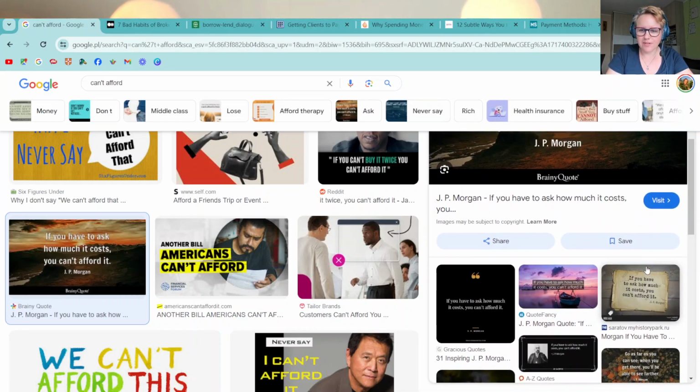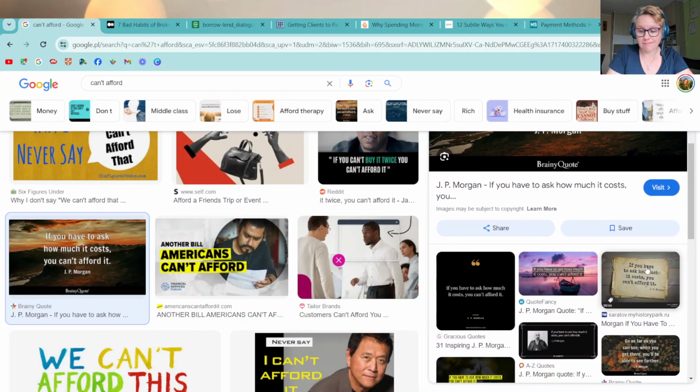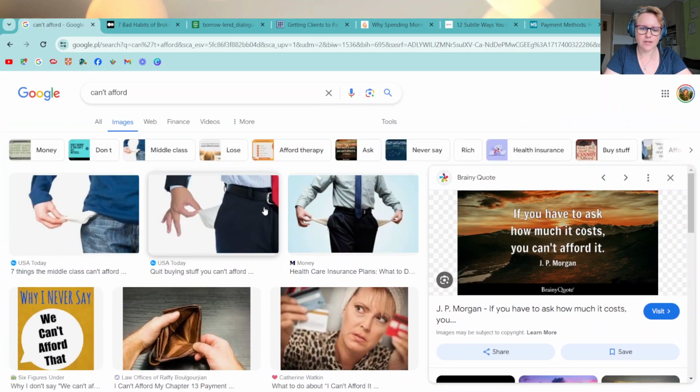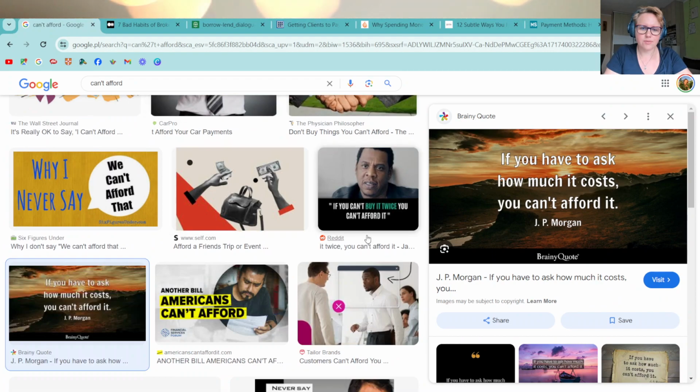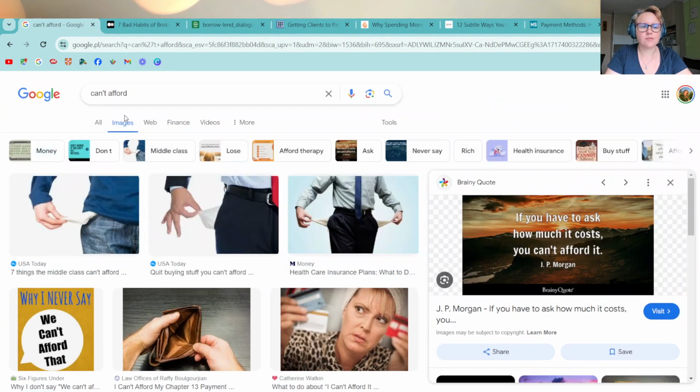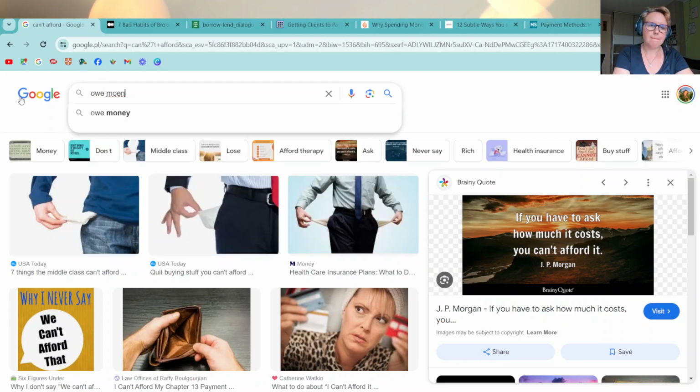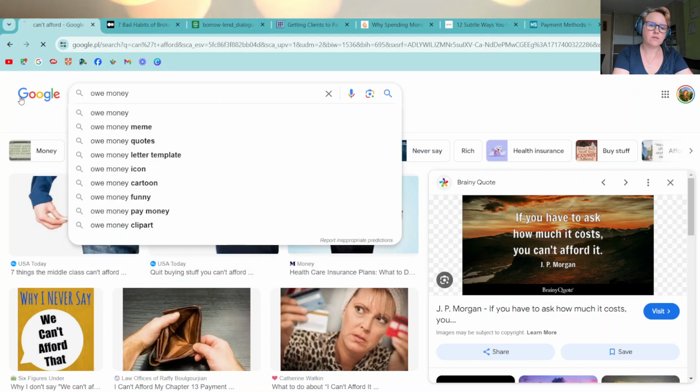Yeah. Do you buy things without looking at the price? For example, just food. You know that you need it and you just know that you can afford it. Okay. If you can't buy it twice, you can't afford it. Okay, we're not going to look at the quotes, but as you can see, we can find quite many interesting quotes. Okay, if you can't afford something or you borrowed from someone, you can say that you owe money to someone.